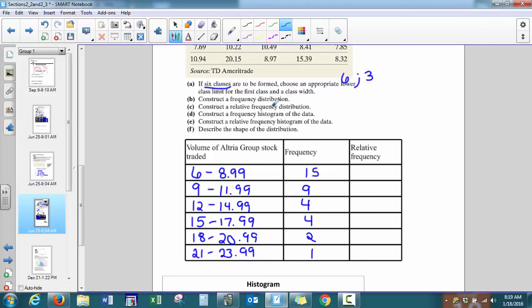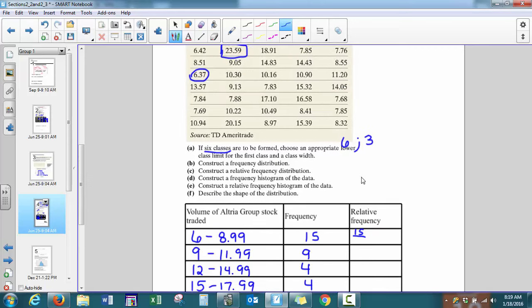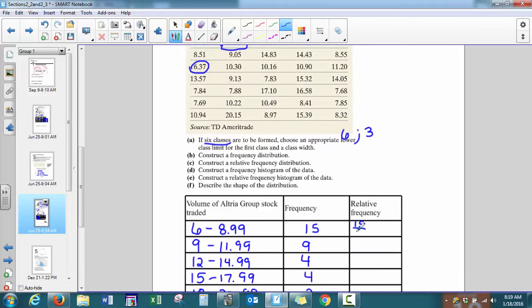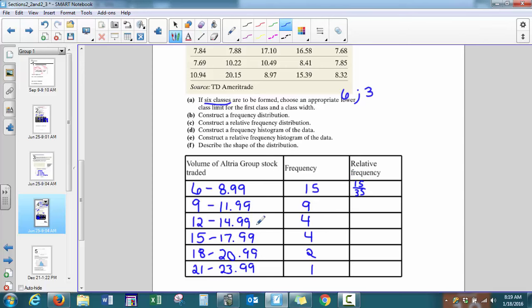For our relative frequency distribution, we take our frequency and divide it by the total number of values. How many values are in this chart? 35. We could leave it as a fraction, depending on the directions of what the problem asks. It could ask us for the number as a decimal, and they would tell us what value to round off to. It could ask us for a percentage, so we would take that decimal and multiply it by 100%. You just have to pay attention to the directions.